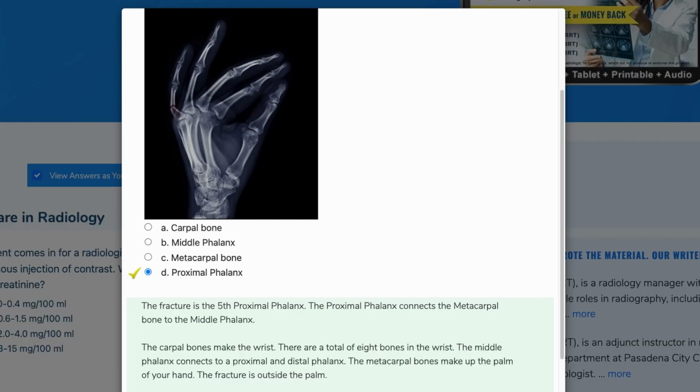The proximal phalanx connects the metacarpal bone to the middle phalanx. The carpal bones make the wrist. There are a total of 8 bones in the wrist. The middle phalanx connects to a proximal and distal phalanx. The metacarpal bones make up the palm of your hand. The fracture is outside the palm.